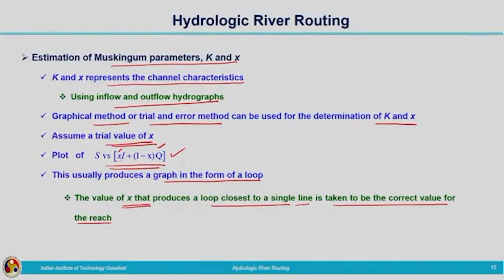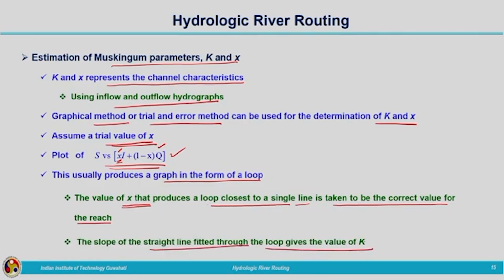So, once x is decided, the slope of that particular line will be giving us the value corresponding to k. That is, once the x value is obtained, we can get the k value by taking the slope of that particular line. The slope of the straight line fitted through the loop gives the value of k.